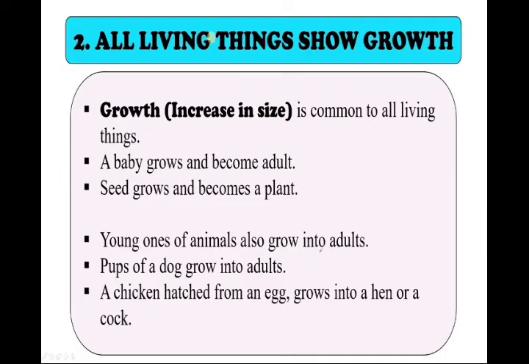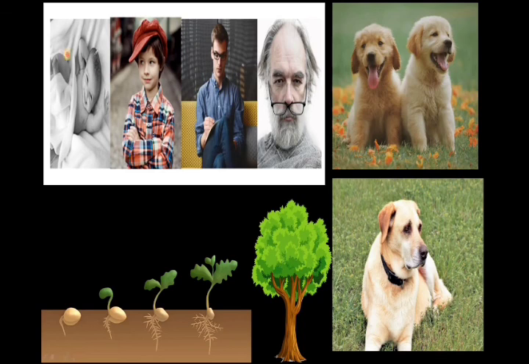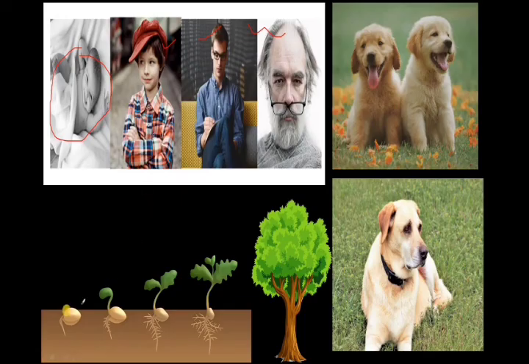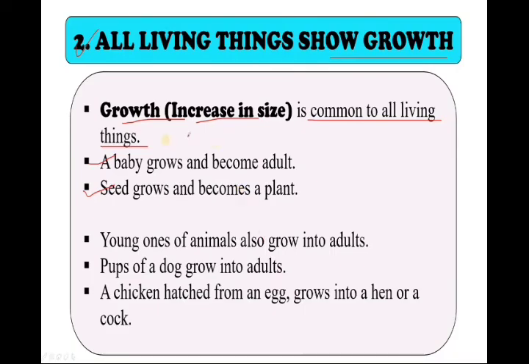All are living, and even a living organism should grow. The second point: all living things show growth. It is common to all living things. A baby grows and becomes an adult. Growth means your size increases. Look here, a baby's size increases until he reaches adulthood. A seed grows and becomes a tree. Look here, a small seed is growing and finally it becomes a tree.